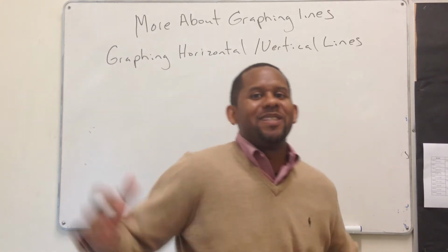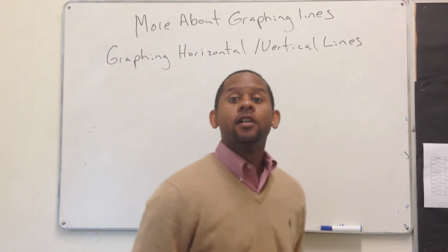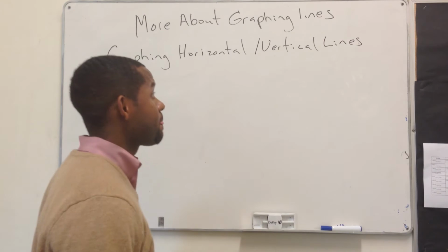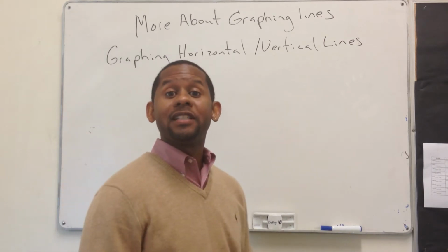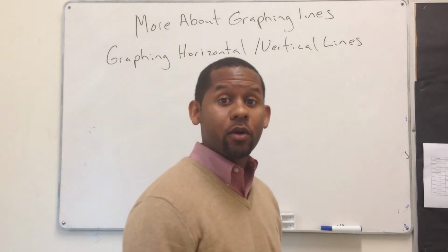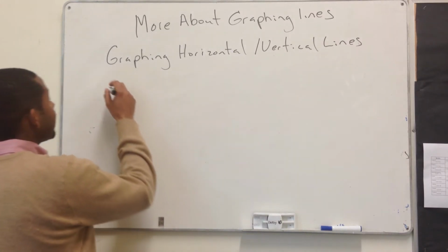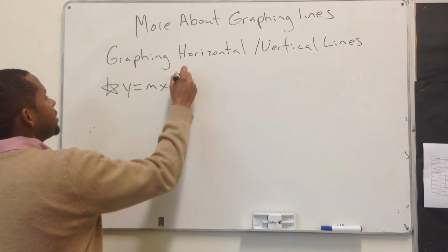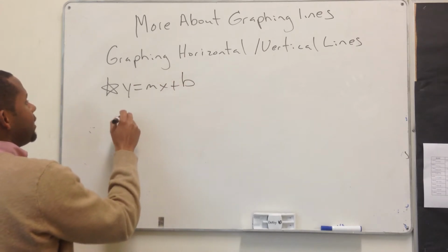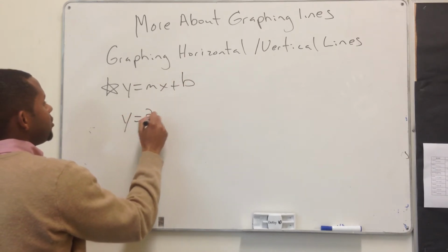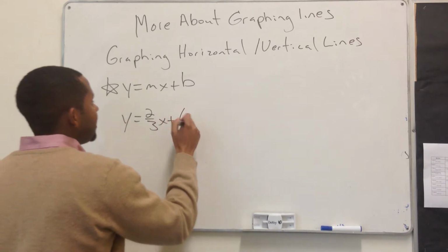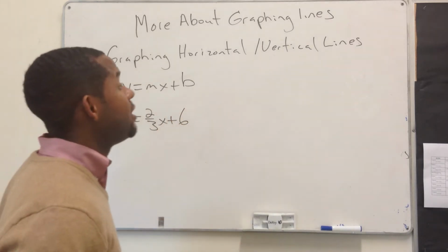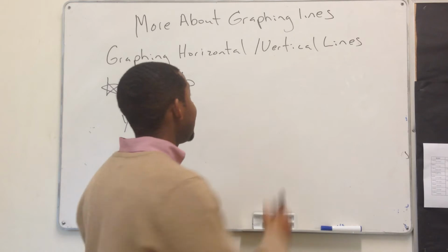What's all these hand movements? See, I'm hyped. So, sometimes they give you a line to graph and it's not going to be in y equals mx plus b form. Alright? We already know that the regular form says y equals mx plus b. So it looks like this, right? Y equals 2/3 x plus 6. You know how to graph this. But sometimes you just get a line.